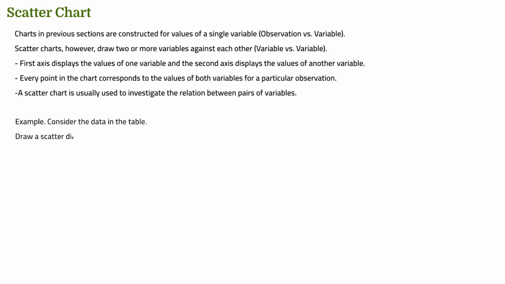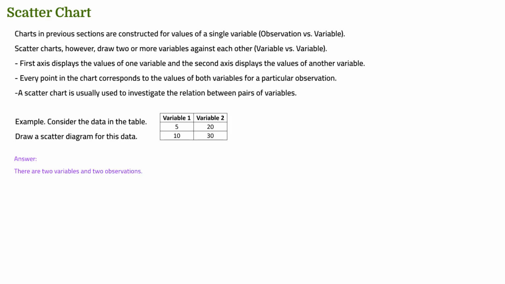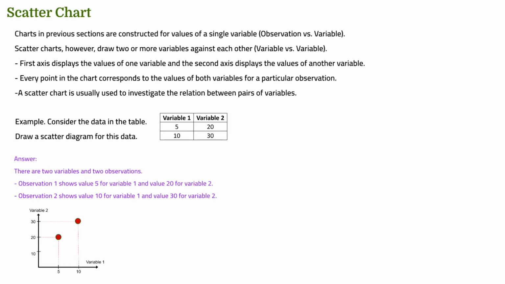Example, consider the data in the table. Draw a scatter diagram for this data. The answer. Here, there are two variables and two observations. Observation 1 shows value 5 for variable 1 and value 20 for variable 2. Observation 2 shows 10 for variable 1 and 30 for variable 2.